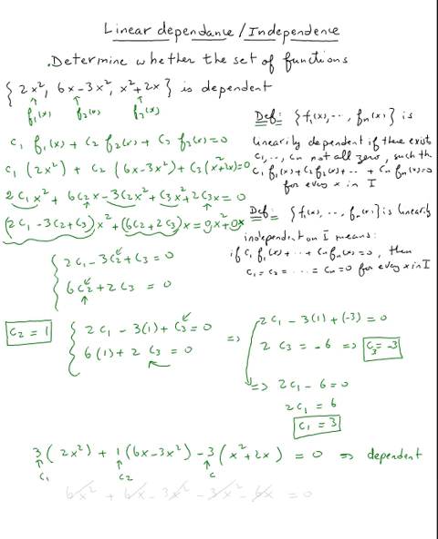Now let's just check. 3 times 2 is 6, so this is 6x squared plus 6x minus 3x squared minus 3x squared minus 6x. Is this going to give us 0? Yes. 6x squared minus 3x squared minus 3x squared cancel, and 6x minus 6x cancels, so it's 0. And that's it for this problem.